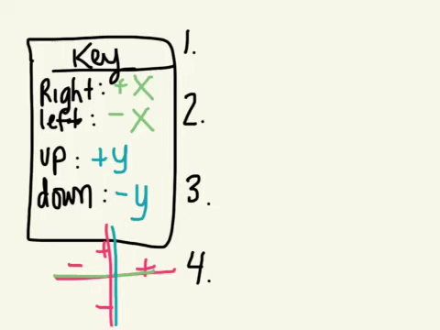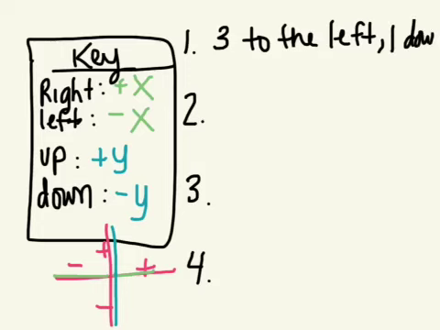We're going to write down 4 different examples, and I want you to write these out so that you have them in your notes. But of phrases that you'll see for the translation, and we're going to write the algebra for them underneath. So leave enough space. But the first one would be 3 to the left, 1 down. 3 to the left and 1 down.